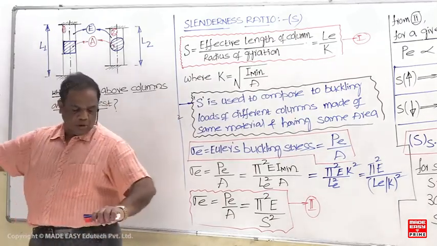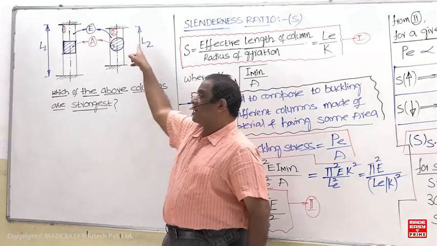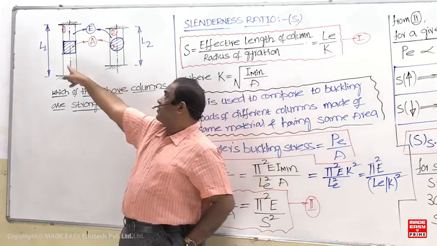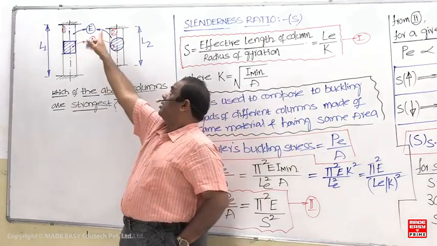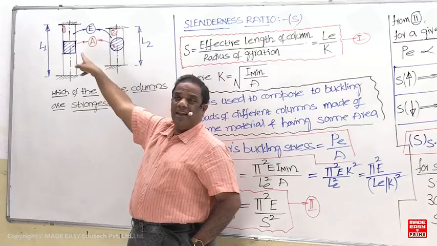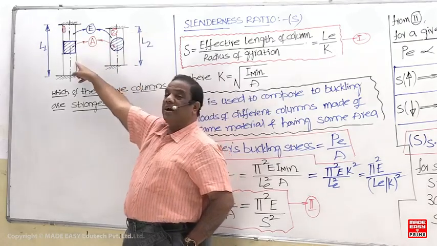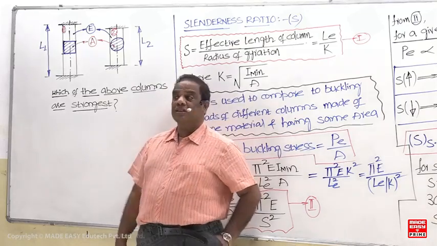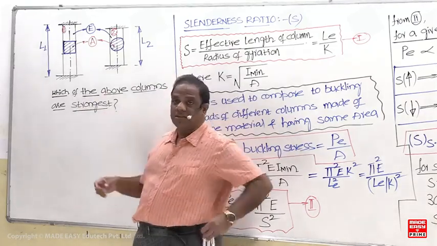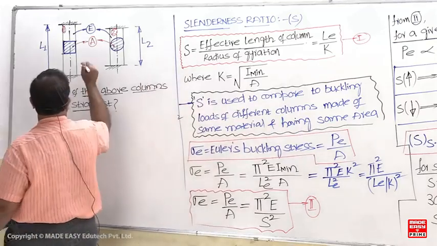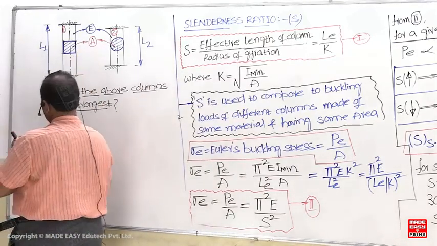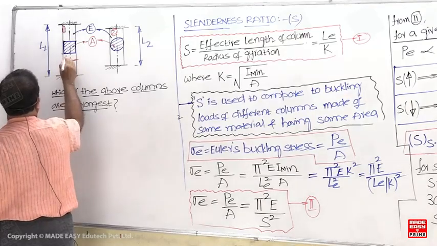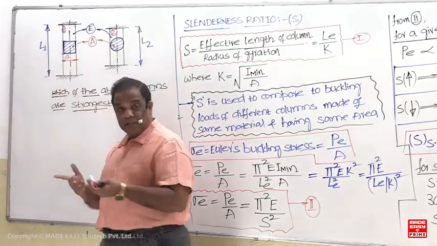Now, some more portion is left out: the slenderness ratio. So I considered 2 columns. In both the columns, which one is the same? Area is the same. Material is the same. Both are made of the same material and same area. But they have different cross sections. One is a square, the other is a circular. So out of these two, which is the strongest column? Which of the above columns is strongest? The square cross section. And end conditions are the same.